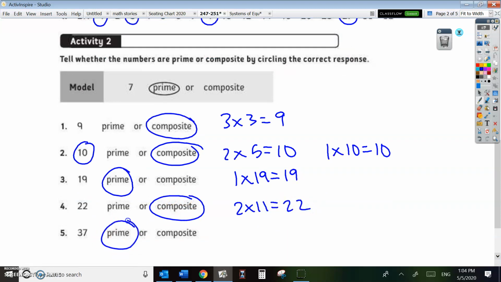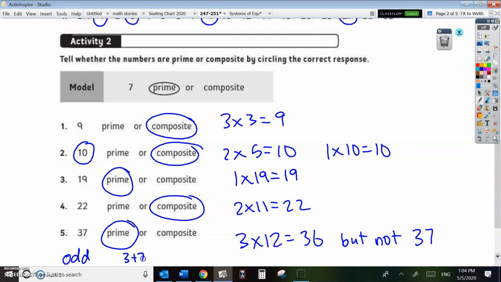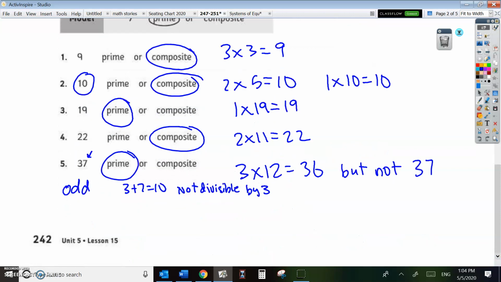37 is going to be prime. 3 times 12 is 36, but not 37. Also, the divisibility rules show that this is an odd number, and 3 plus 7 is 10. That's not divisible by 3. It doesn't have a 0 or a 5 there, so it's not divisible by 5 or 10. Okay, next page.